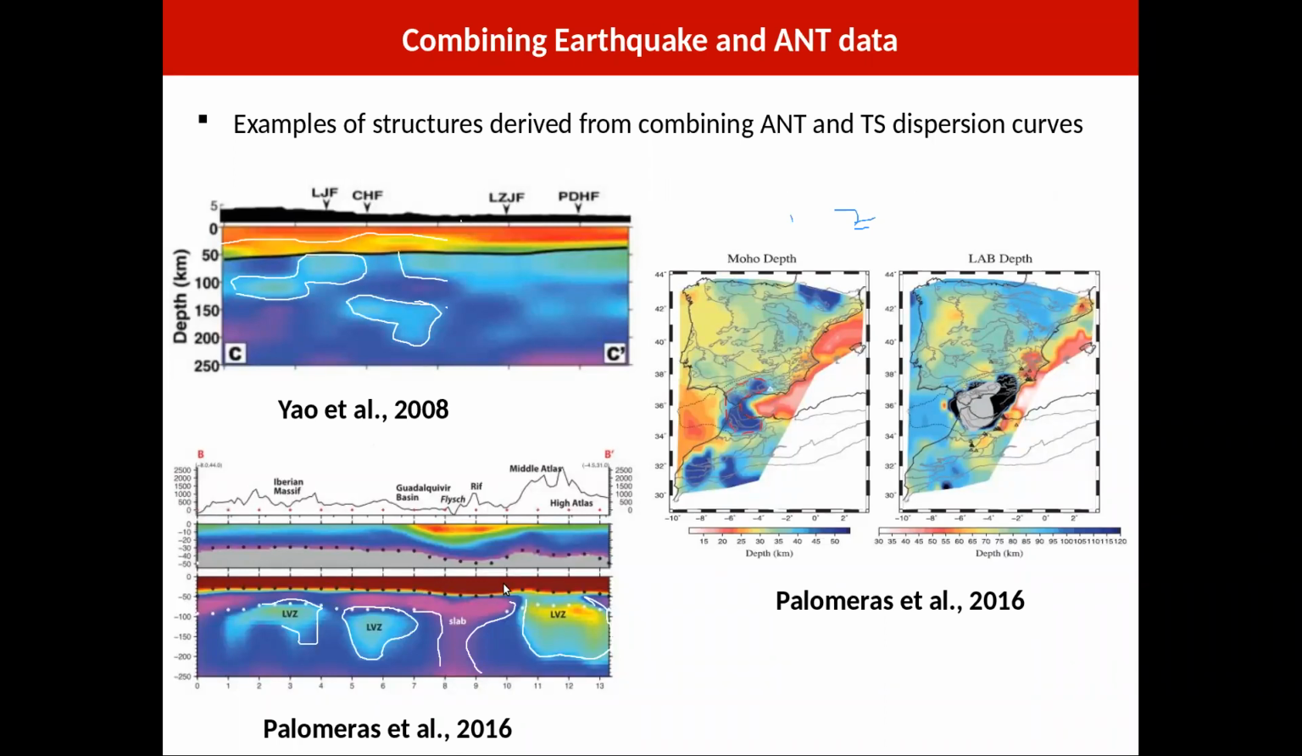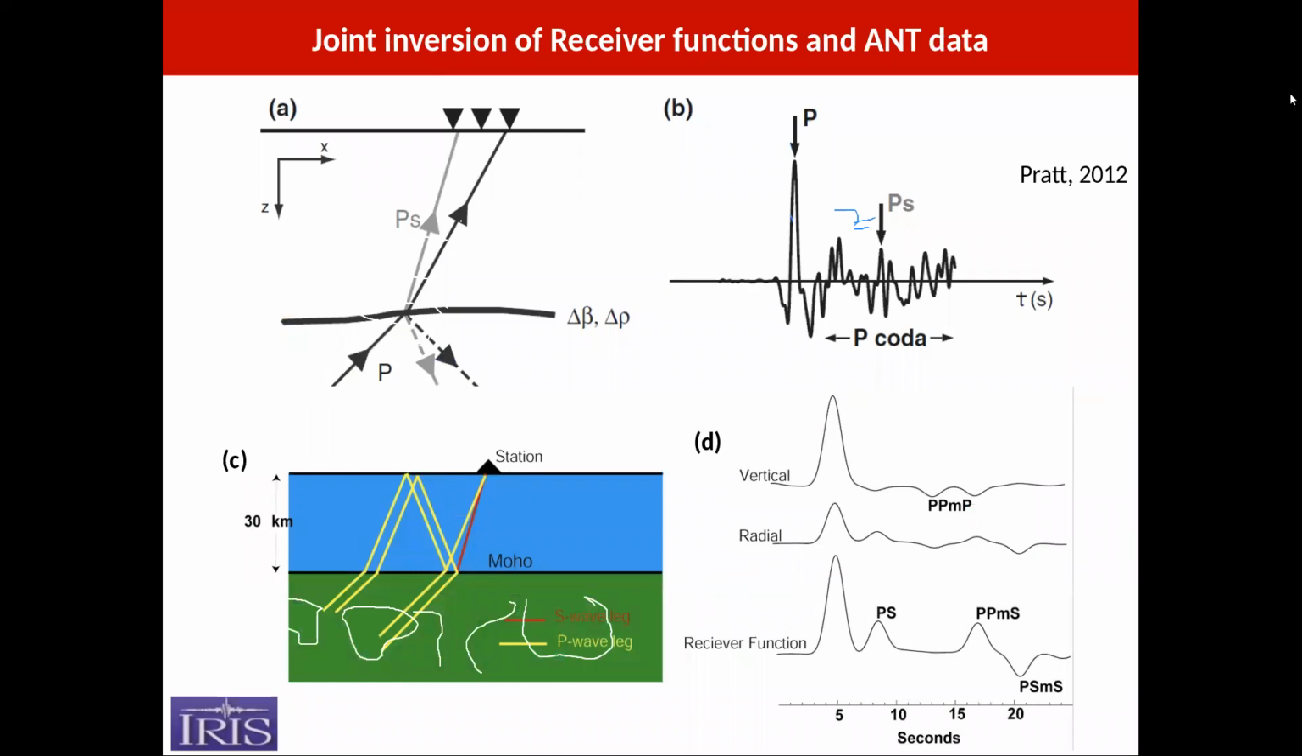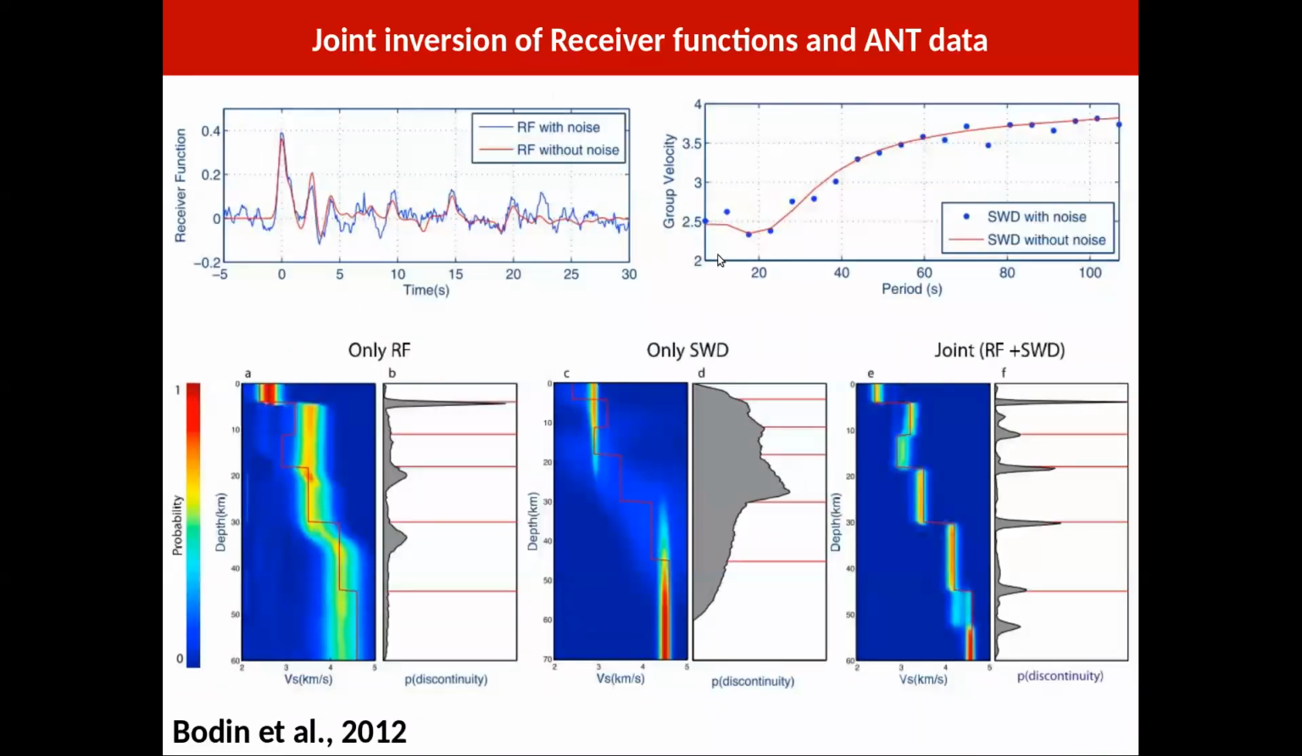So this is information you get from your tomography models, okay? And now remember yesterday we talked about joint inversion of receiver functions and surface wave dispersion curves. You can do the same thing here. We can compute a receiver function from a recorded earthquake waveform.